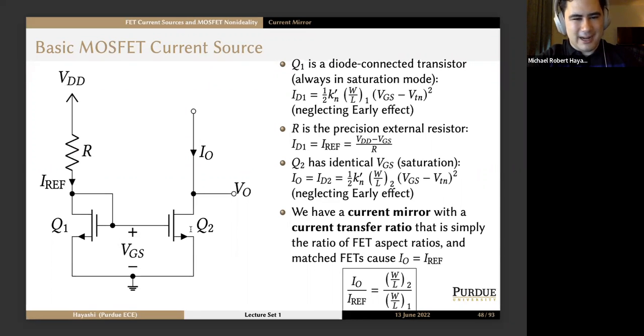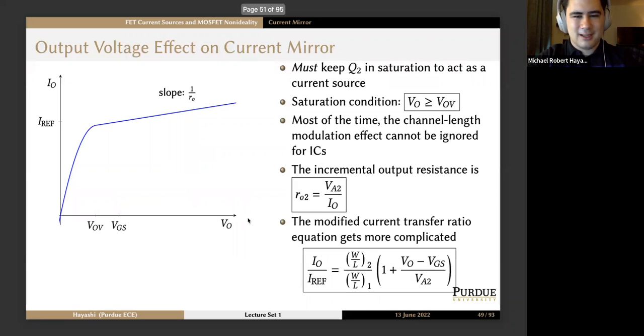Q1 sinks a current down through its drain. Q2 sinks the output current down through its drain. And we get this current transfer ratio, which is just the ratio of the aspect ratios of the 2 transistors. So if they are exactly the same aspect ratio, say, 5:5, then you get that IO is equal to IREF and you have perfectly duplicated current. Otherwise, you can scale the current by making W/L2 10 and the other one 5, so you get a 2-to-1 increase in current.